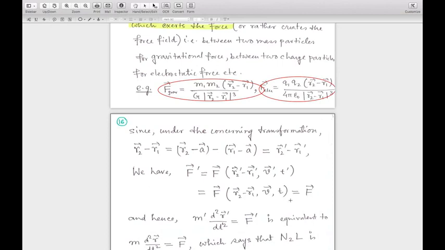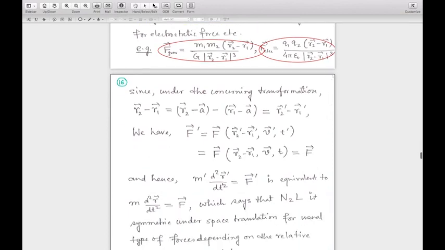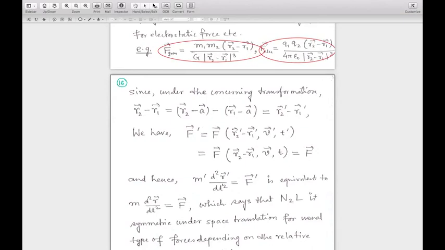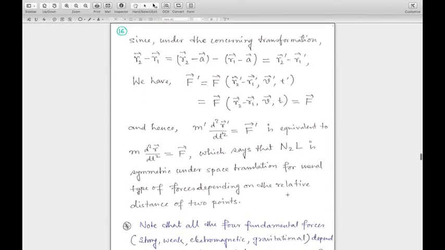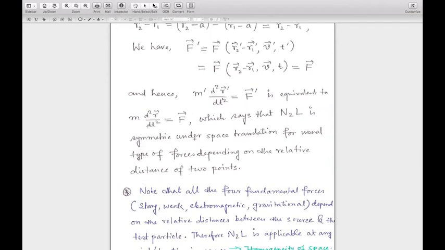So F' is equal to F. So we had the left hand side which was unchanged before and after the transformation, and now we have the right hand side which is unchanged before and after the transformation. So if before the transformation Newton's law was valid, then after the transformation N2L is also valid. That's why we say that under space translation, for usual types of forces depending on the relative distance of the two points, N2L is symmetric under space translation.